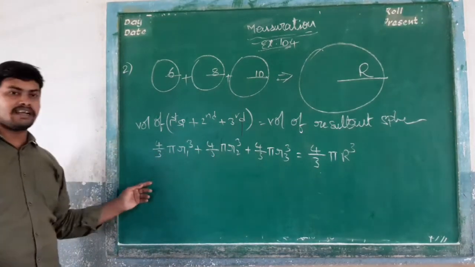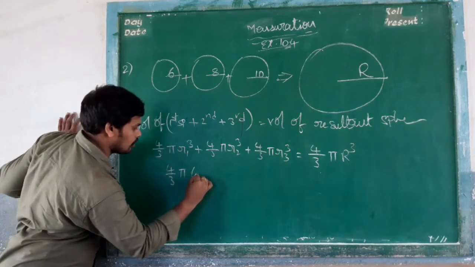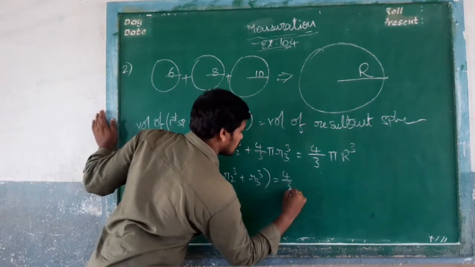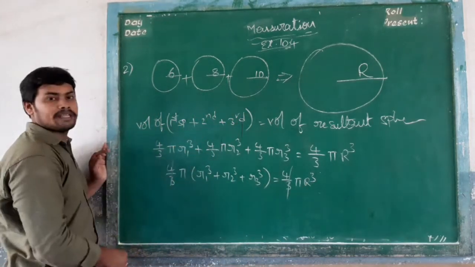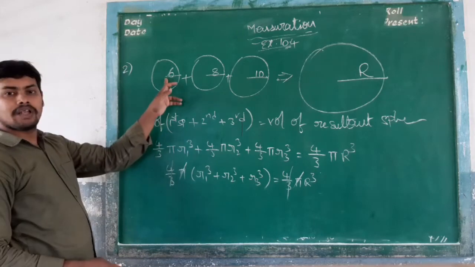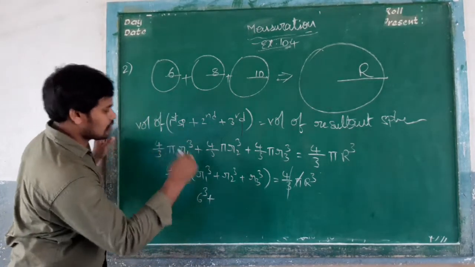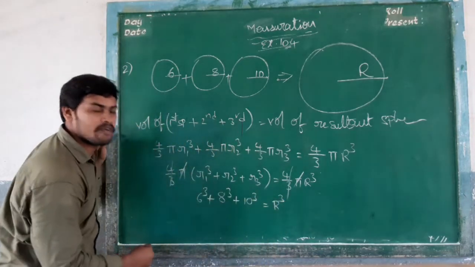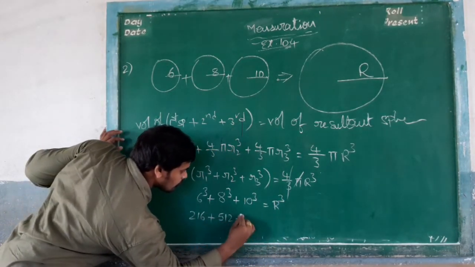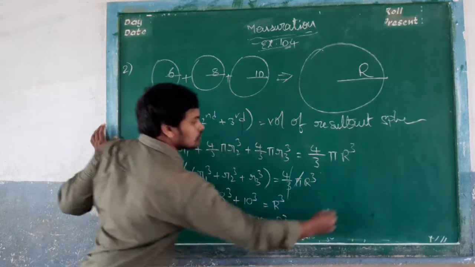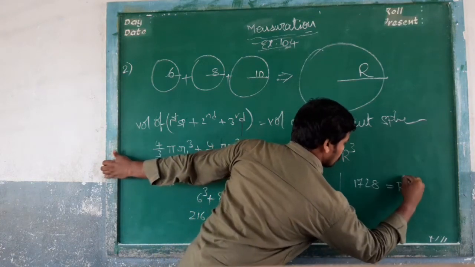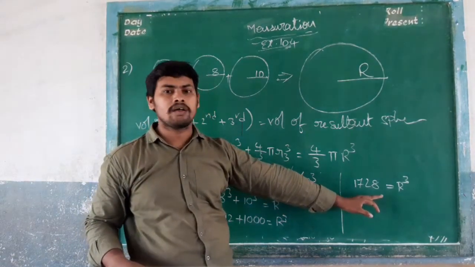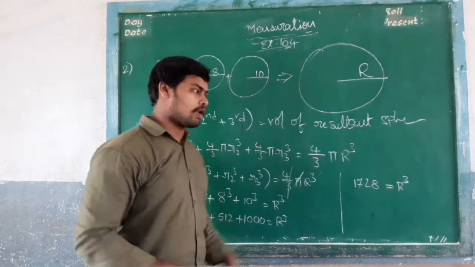Here the common factor of these three terms is 4 by 3 pi. 4 by 3 pi into R1 cube plus R2 cube plus R3 cube equals 4 by 3 pi R cube. 4 by 3 cancels, pi cancels. R1 is 6, so 6 cube plus 8 cube plus 10 cube equals capital R cube. 6 cube is 216, plus 8 cube is 512, plus 10 cube is 1000, that is 216 plus 512 plus 1000, equal to 1728. 1728 is the cube of 12.